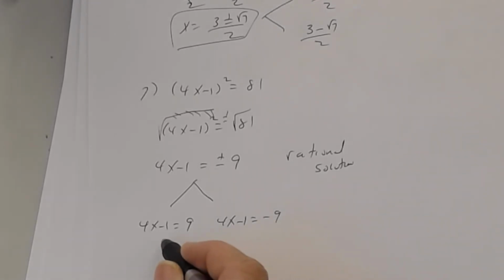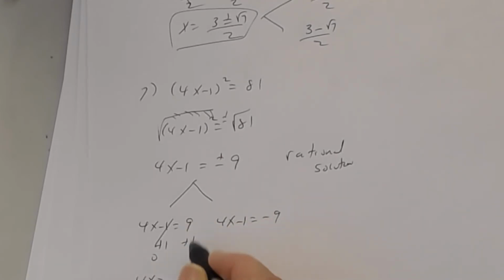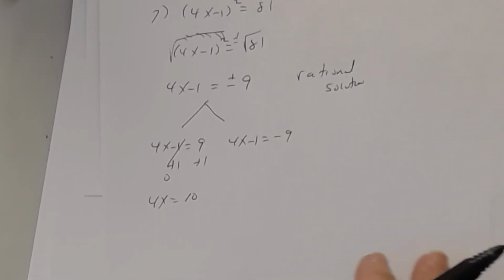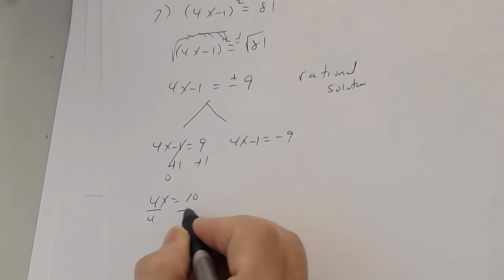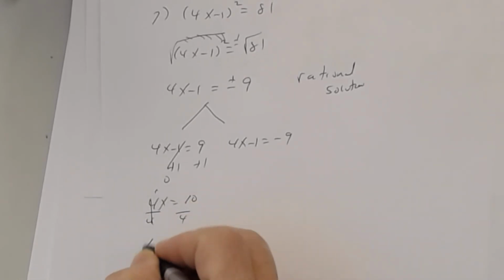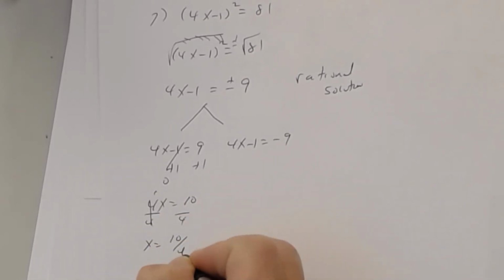So what's the first step? Add 1 to both sides. Combine like terms. I get 4x equal, I can combine 9 and 1. What's 9 plus 1? 10. And then how to get x by itself? Divide both sides by 4. And so x equals 10 fourths.